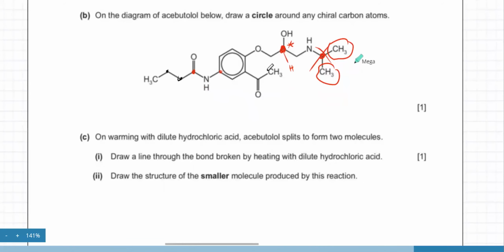Next, on warming with dilute hydrochloric acid, it splits into 2 molecules. Draw a line through the bond that's broken by heating. This is hydrolysis happening, and the bond that usually breaks is the amide link. That's going to break. And draw the structure of the smaller molecule. This side would change back into a carboxylic acid.